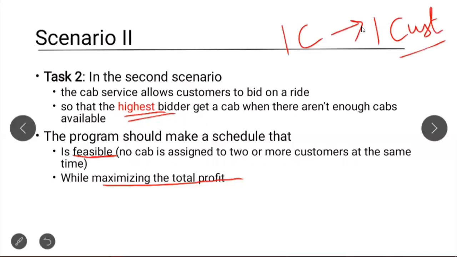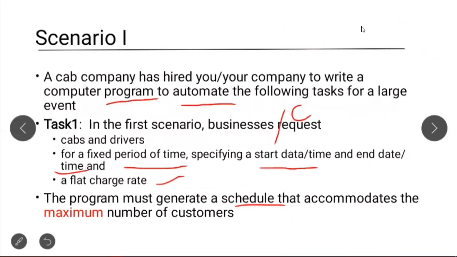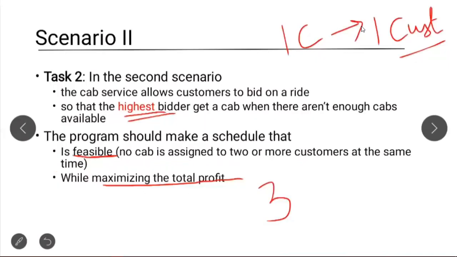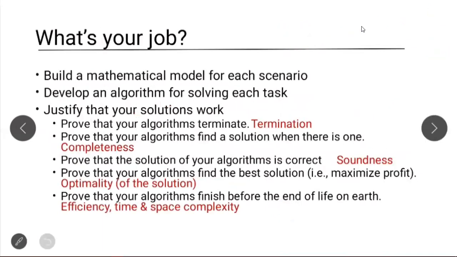So by now you have got three criteria. The first one is maximizing the customers, which we have seen in this slide, the maximum number of customers. The second criterion is the total profit, and each cab should be given to only one customer. Now, how will you give such a program? Our job at the end is to build a model and develop an algorithm.